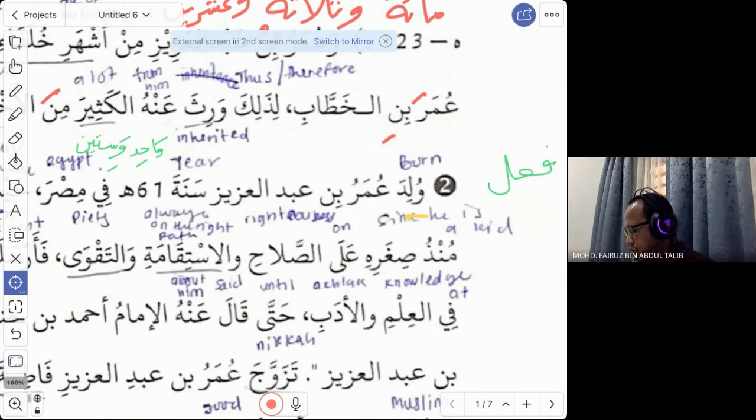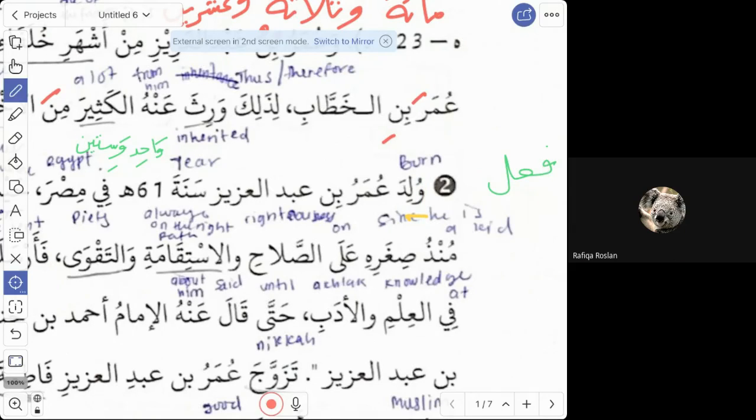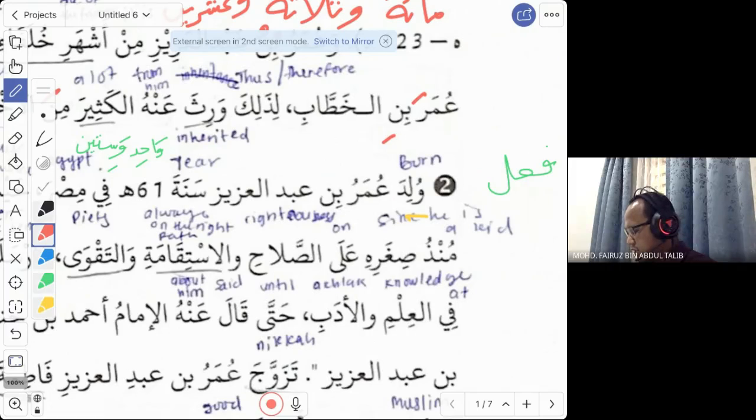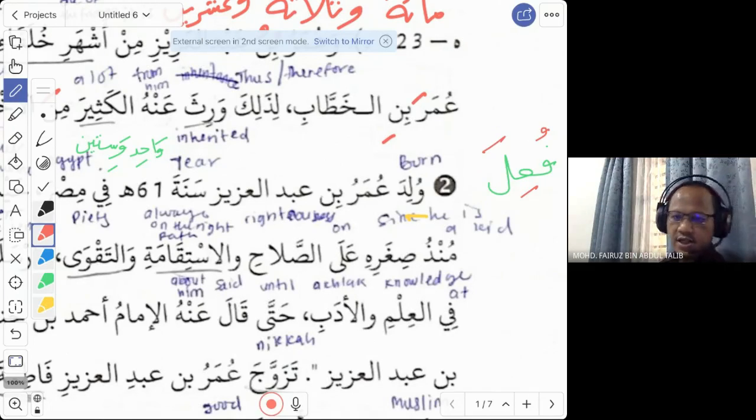Fa, we don't read fa anymore because this is not fa, this is not wa, this is wu. So the wazan is fu'ila. If you look at the wazan, we have never seen this wazan in the list of the wazan that we have learned, right? In fi'il madi, it is either fa'ala, fa'ula, or fa'ila.